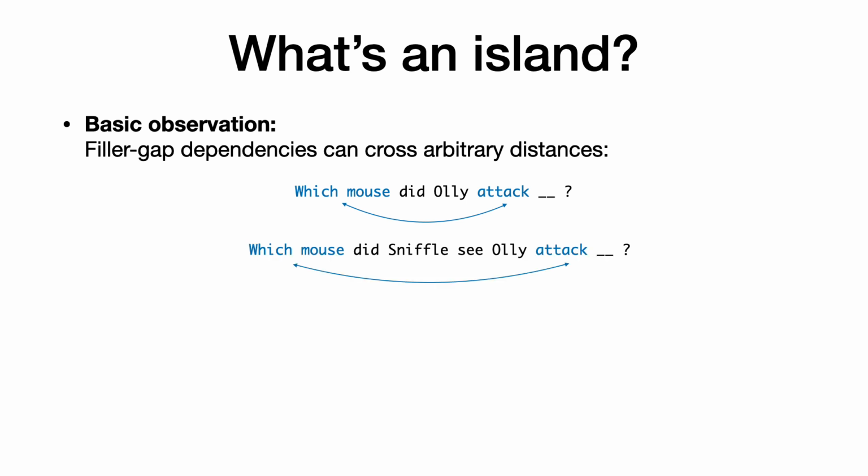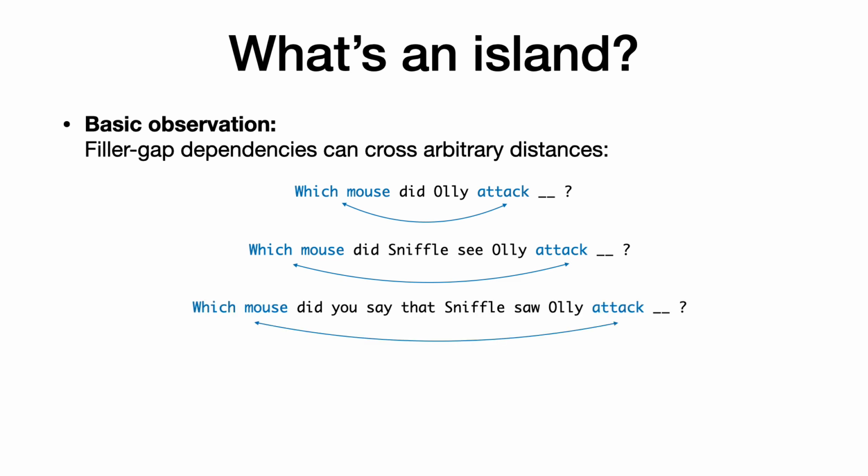So you can say things like, which mouse did Sniffle see Ollie attack? You can say, which mouse did you say that Sniffle saw Ollie attack? Which mouse did it seem that John thought that Mary said that Sniffle saw Ollie attack, etc., etc., etc., right? So we can see that these sentences can continuously grow in length, and yet mouse is still understood as the object of the verb attack.